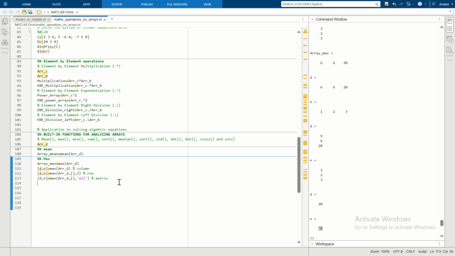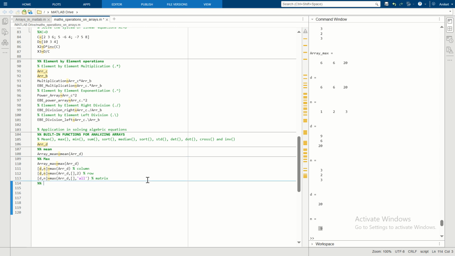So this is how you can use the max command to find the maximum element. This is the column wise operation, this is the row wise operation, and if you want to use the whole matrix, you can use this command.